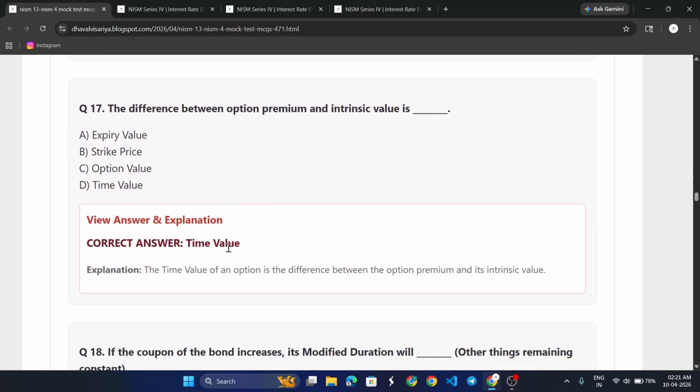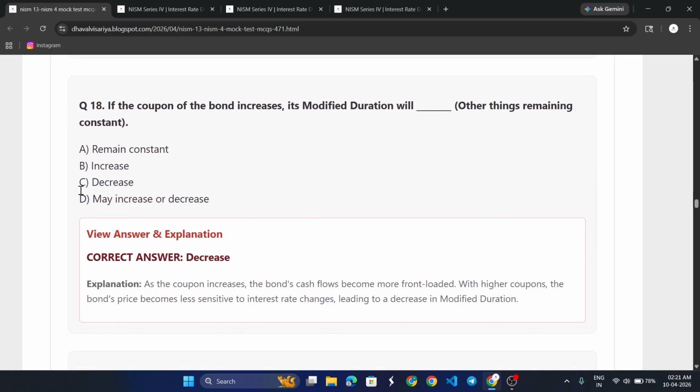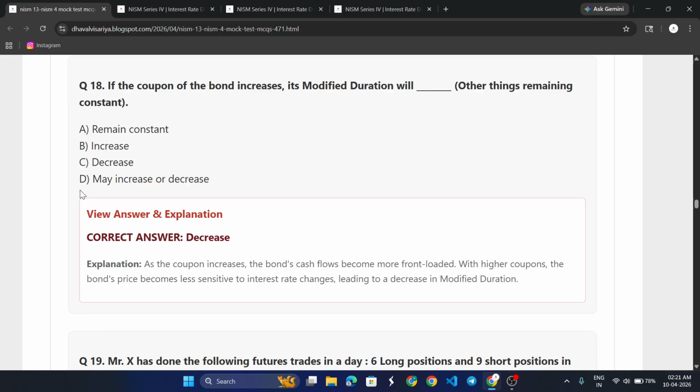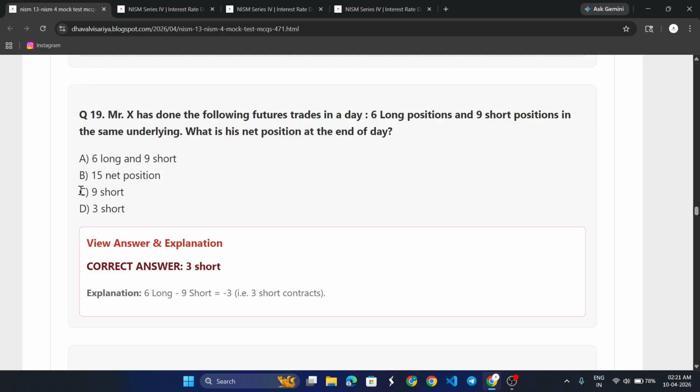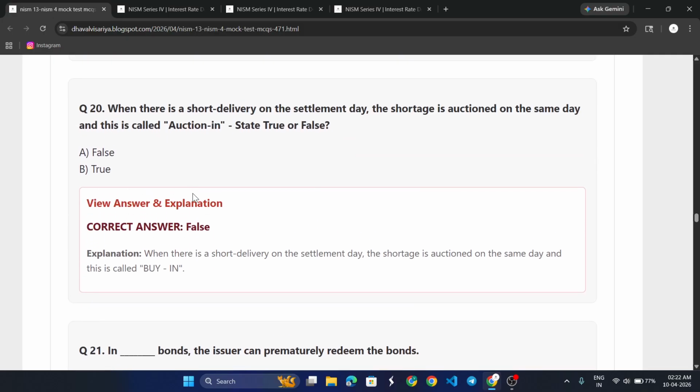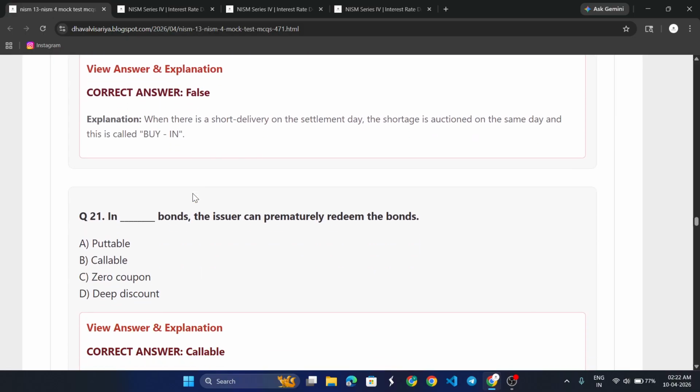The difference between option premium and intrinsic value is always the time value. If the coupon of the bond increases, modified duration will decrease. Mr. X has done the following futures trades in a day: 6 long positions and 9 short positions. So 6 minus 9 equals minus 3, so 3 short contracts. Where there is a short delivery at settlement, the short seller is bought in on the same day, and this is called option in. False. It's not option in, it's a buy in.